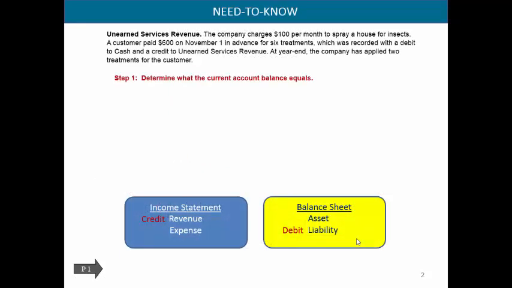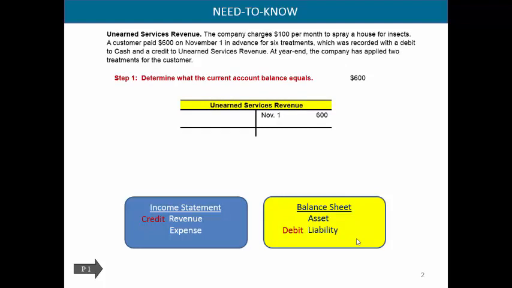Let's actually look at an example of how we show this type of adjusting entry. So here in this example, we have a company that charges $100 per month to spray for pest control. So a customer prepays $600 on November 1st, and this gives them 6 treatments. So how do we actually record this? In the beginning, we recorded this as unearned service revenue for the full amount because we have someone's cash, we have $600, and we now owe them some type of service. So we got their cash, and we now recognize a liability.